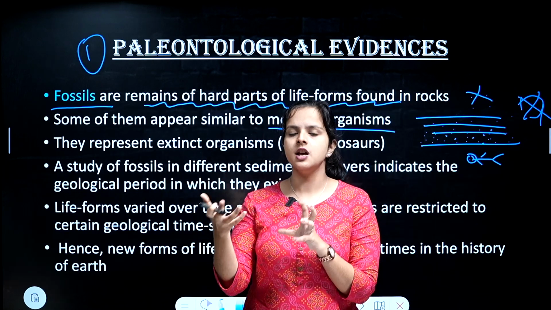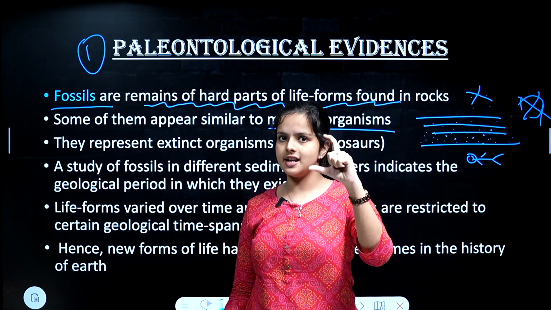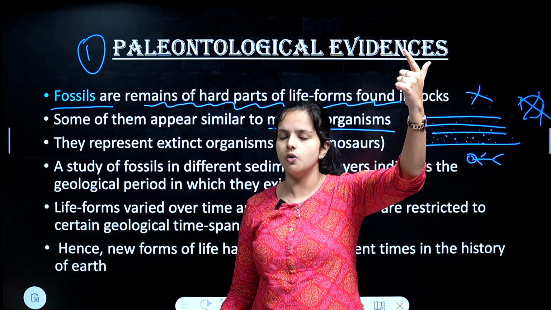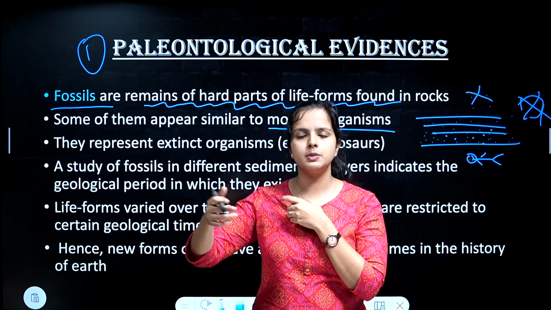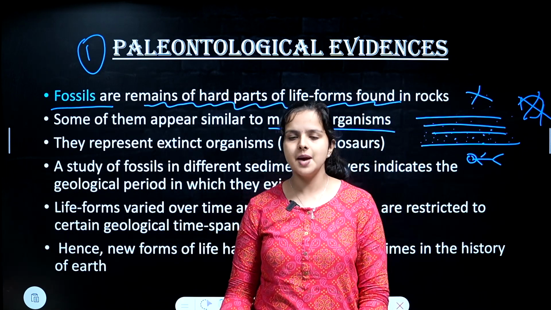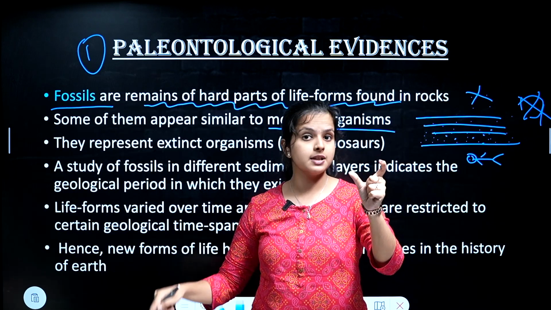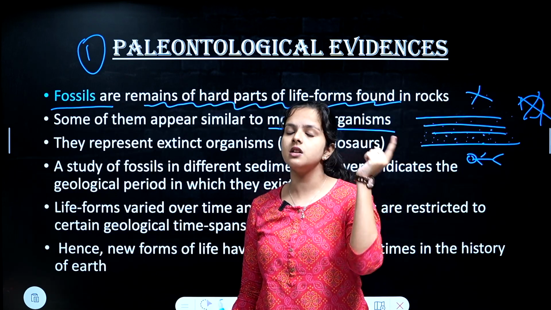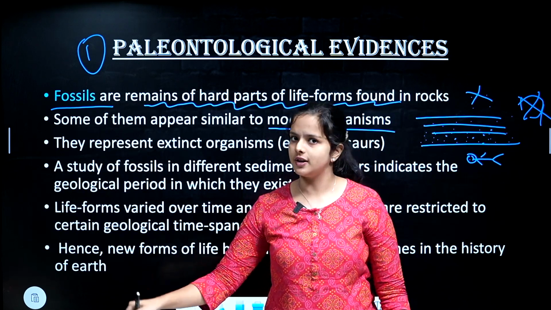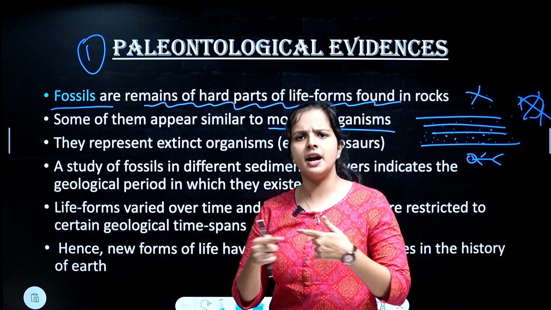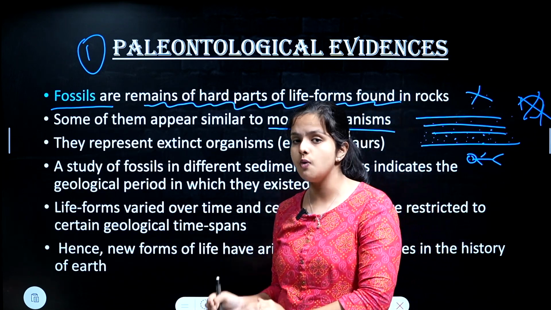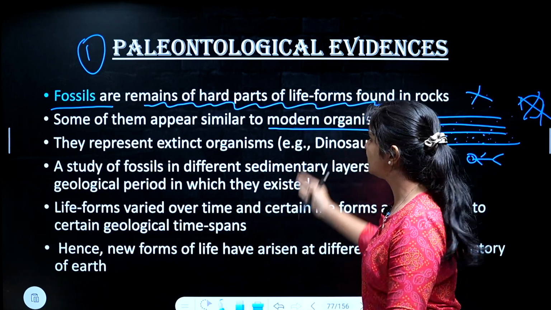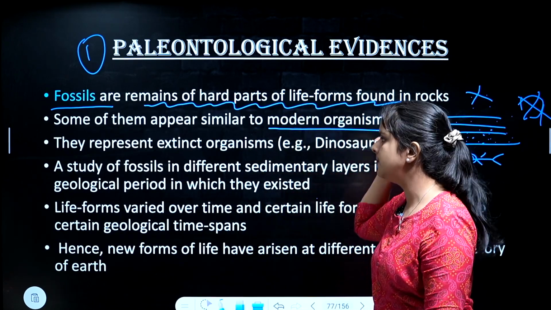If they are similar, we could say that this particular organism lived million years ago, and it is somehow similar to the organism that's living now. So maybe the organism that is living now arose from this particular organism, or this organism that lived million years ago is an ancestor of the organism that is living now. So we can find a relationship between the organisms living now and those that lived million years ago. That's what paleontological evidences do.